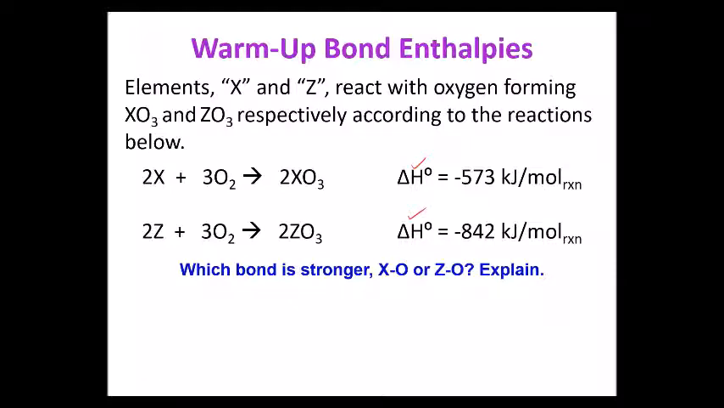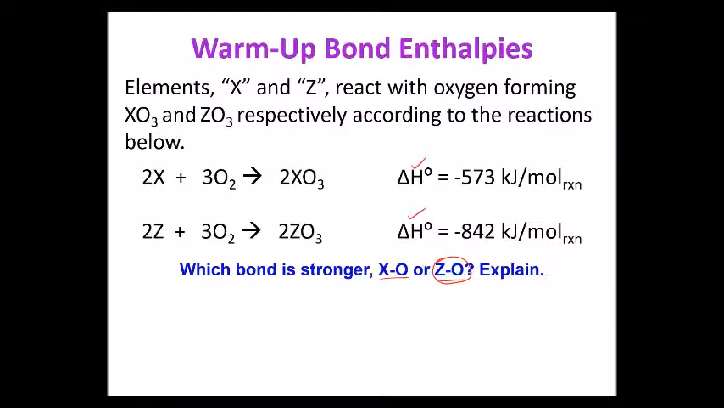So which bond is stronger? Is it the XO bond or the ZO bond? Explain. Anyone have any ideas here? Which one's stronger, XO or ZO? Anybody else want to weigh in? All right, yes, this would be correct. This one, the ZO, happens to be the stronger bond.